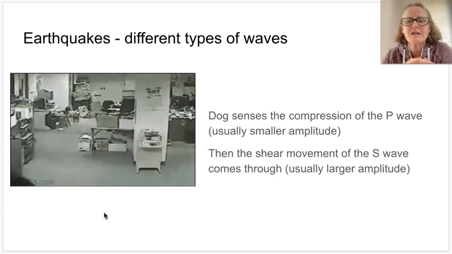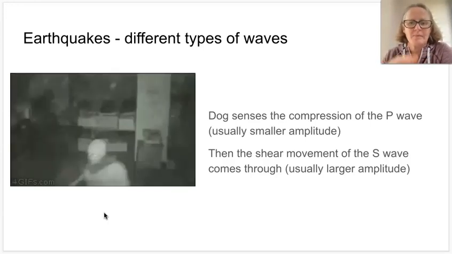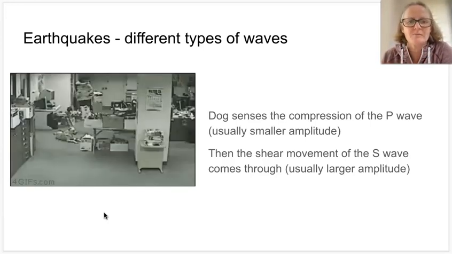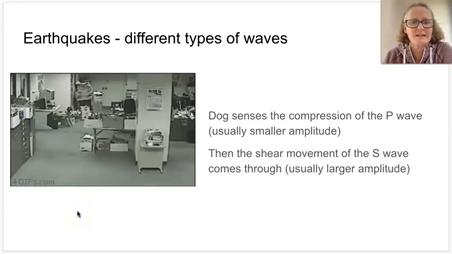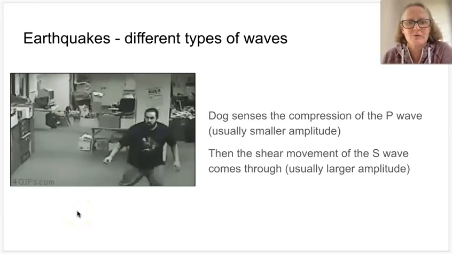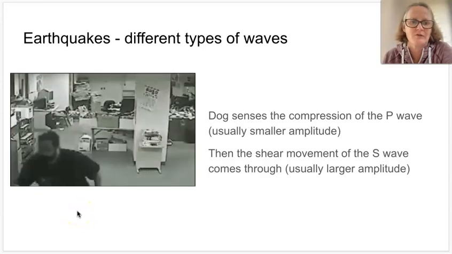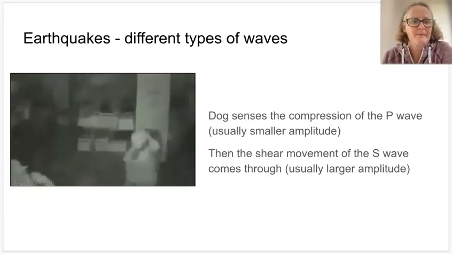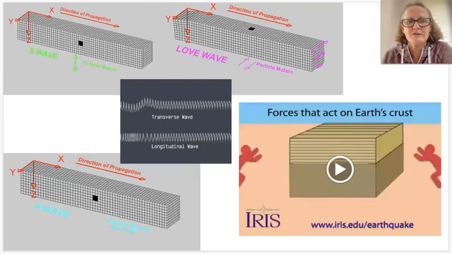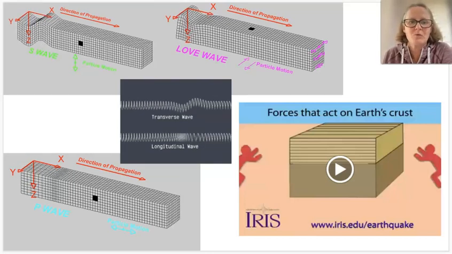But then the shear movement, either side to side or up and down, of the S wave comes through, and that's much larger in amplitude and is what does a lot of the damage. So we'll just watch again as the building starts to shake. People can feel it and you can actually see things moving and falling over. So let's have a look at those different types of waves in a bit more detail.